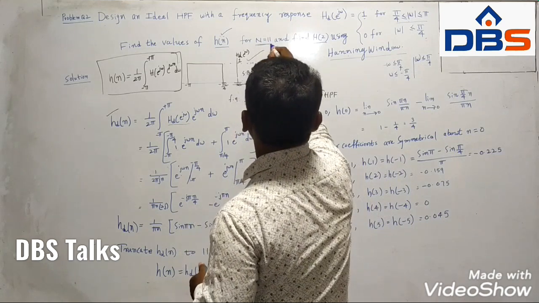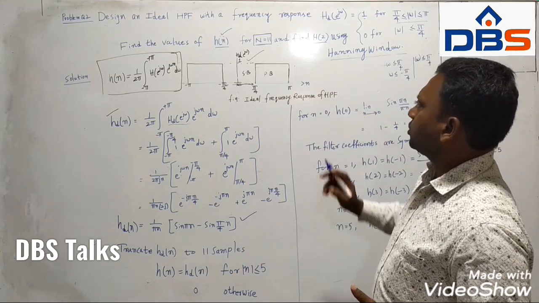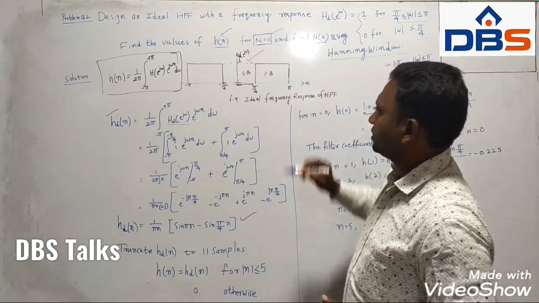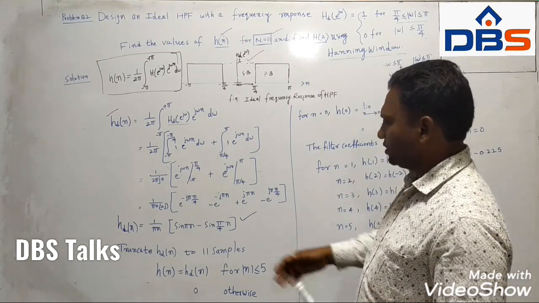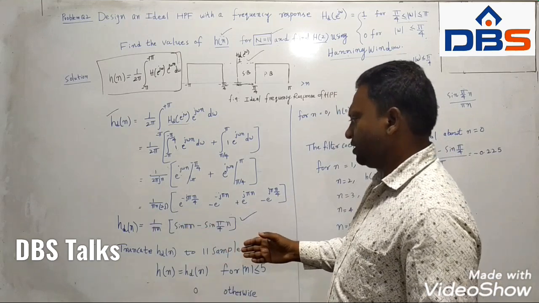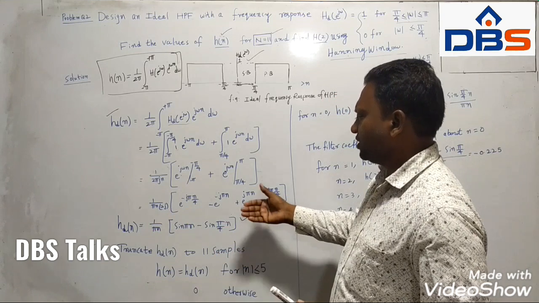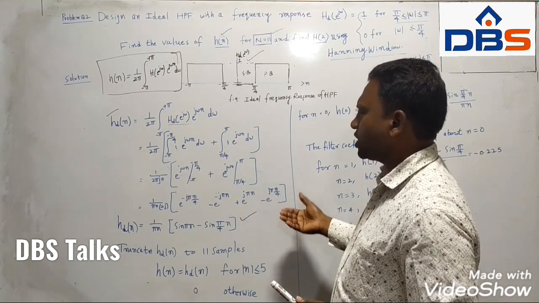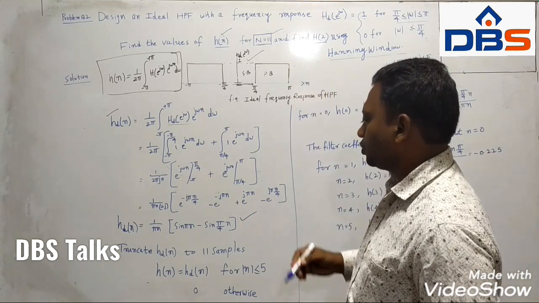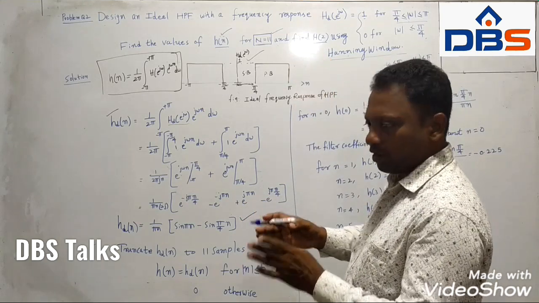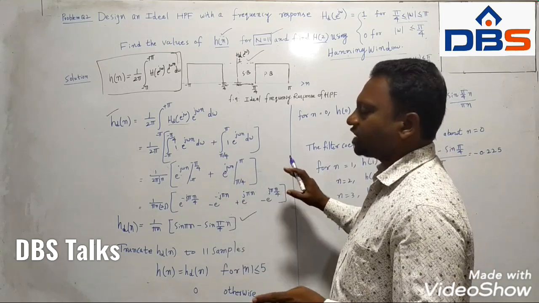Another thing is given: N is 11. This is also important. What is N? N is the length of the filter, so we have to take N samples. N is 11. See, hd of n can have any number of samples by changing the n value. But we have to design the filter for N equal to 11. Therefore we have to truncate, or cut down, the total desired impulse response to 11 samples.